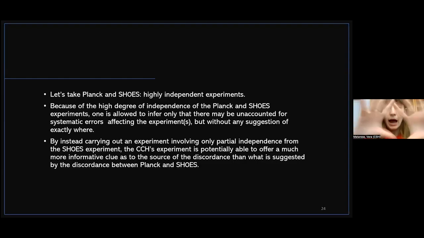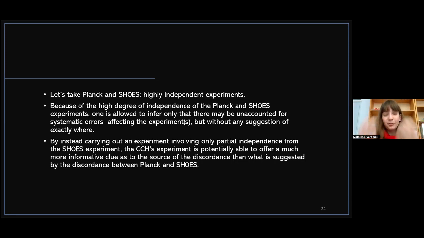If we look at how the old programs were developed, then we can see again what was done to really tackle the unknown systematic errors. So let's take Planck and SH0ES. They are highly independent experiments. So because of this high independence, once we get a discordant result, one can really infer that there must be some unknown systematic errors. So suppose that SH0ES has really taken seriously the effort to come up with hypotheses for systematic errors, and the same for Planck, and yet we get different results, then there must be some unknown systematic error. But then we do not know where these errors come from.